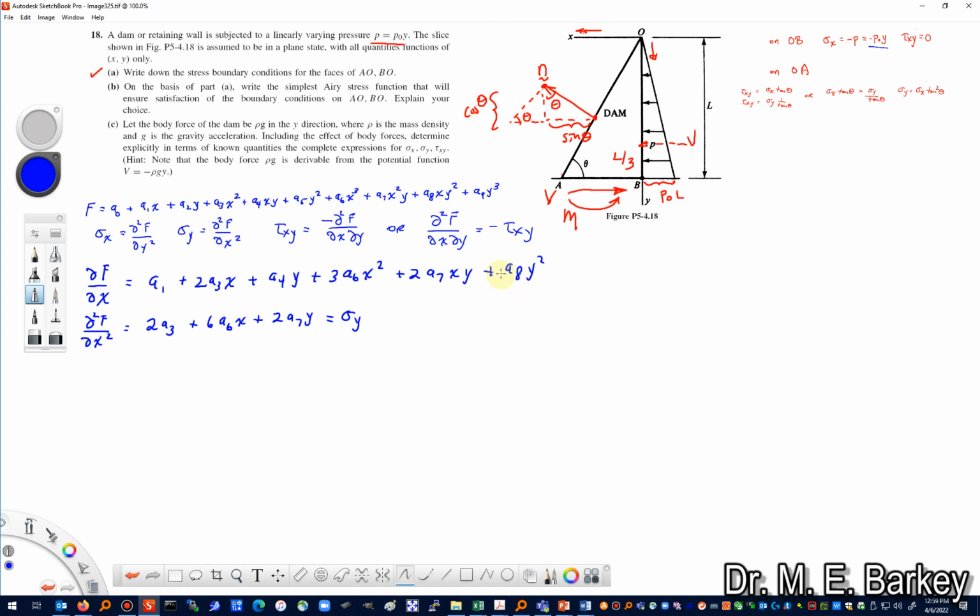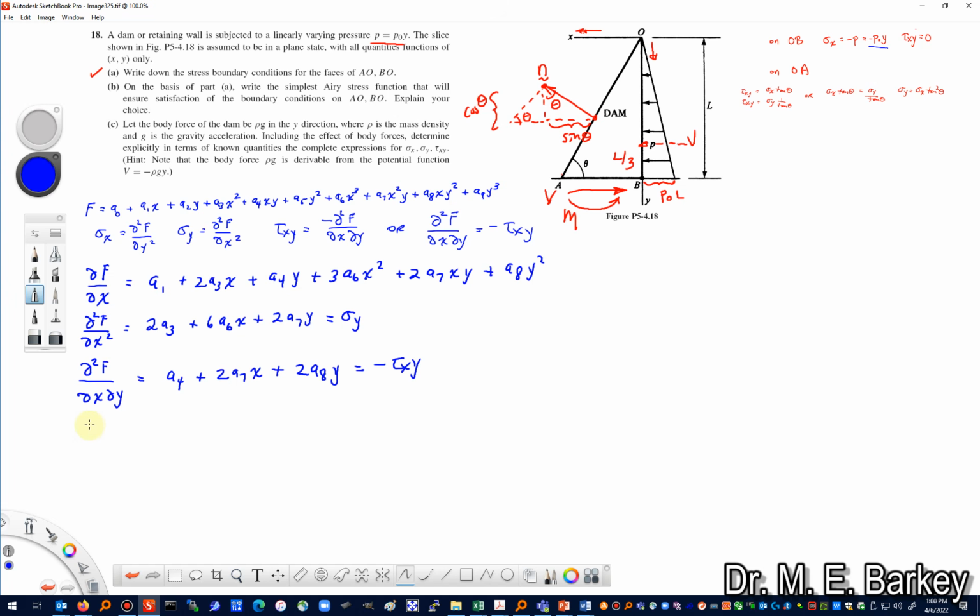Alright, so I've taken the partial derivative of f with respect to x. Let me at this point take the second partial derivative with respect to x and y. So I'm going to start with this one. I'm going to take the partial derivative of that with respect to y. I will get an a4, a 2a7x, and a 2a8y. Now that will be equal to minus tau xy.